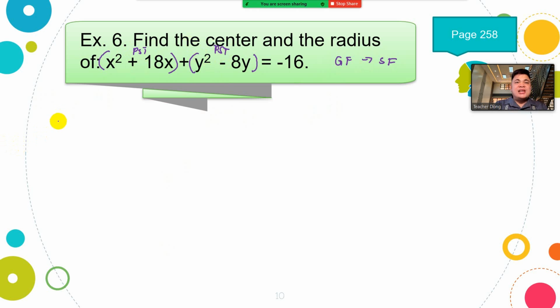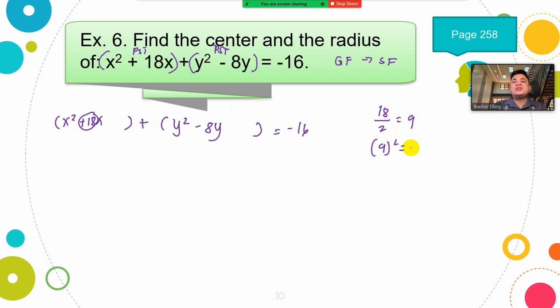Now, let's have this. We have x squared plus 18x, and then leave a space, plus y squared minus 8y, then leave a space, equals negative 16. So get 18. 18 divided by 2 is 9, and then square the answer, which is 9. 9 squared is 81. So you will be adding 81 here. Okay, so to make the equation balance, you have to also add 81 in the right side of the equation.